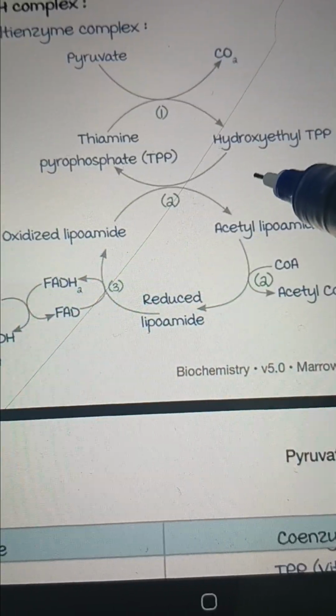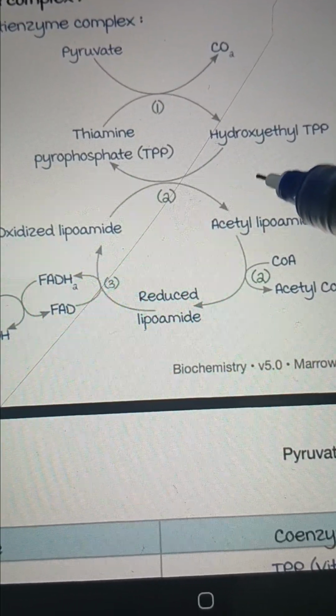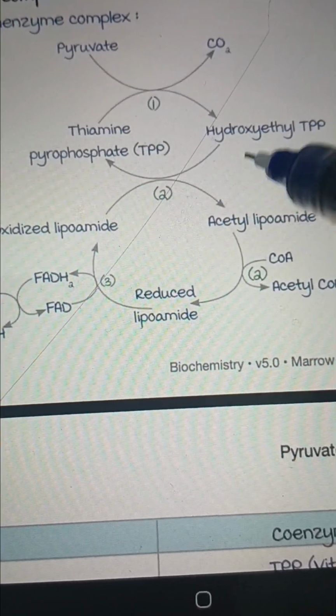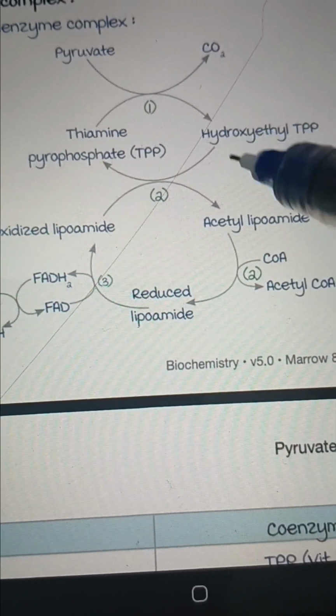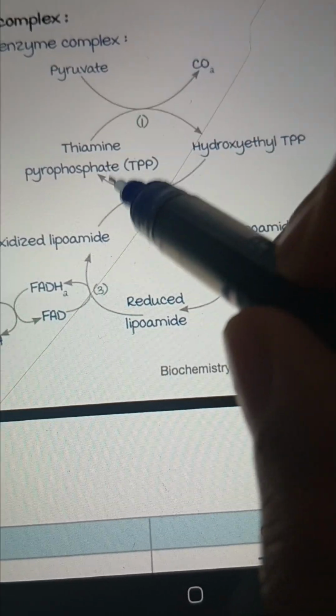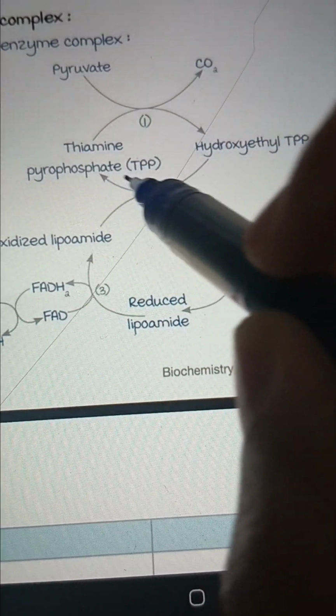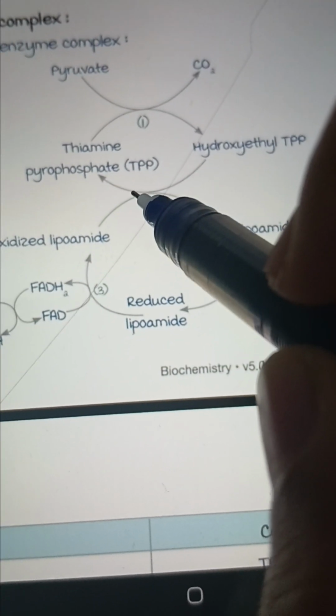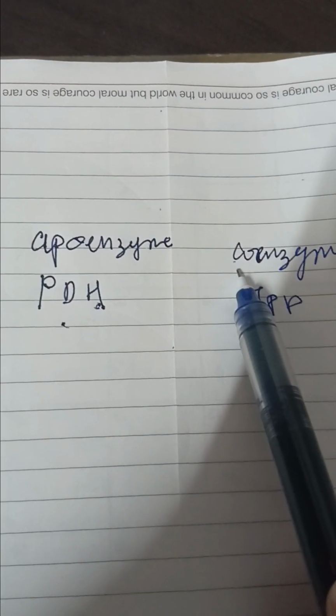But the pyruvate dehydrogenase is an apoenzyme, so it needs to have a coenzyme. Coenzymes are the substances which activate the apoenzyme. So the coenzyme of pyruvate dehydrogenase is thiamine pyrophosphate, which is vitamin B1. So the apoenzyme is pyruvate dehydrogenase and the coenzyme is thiamine pyrophosphate. You have understood this. I will write it again.